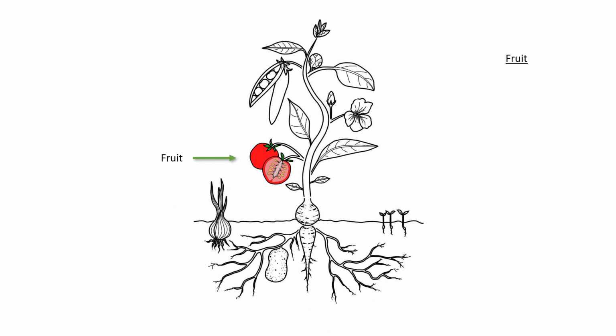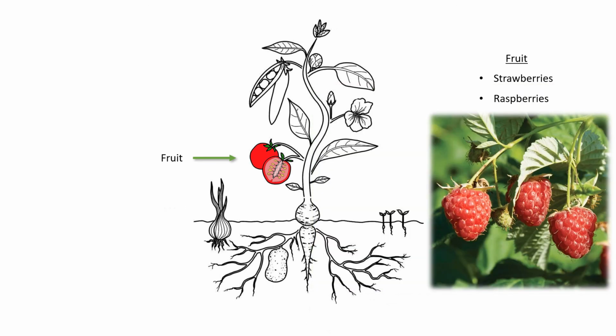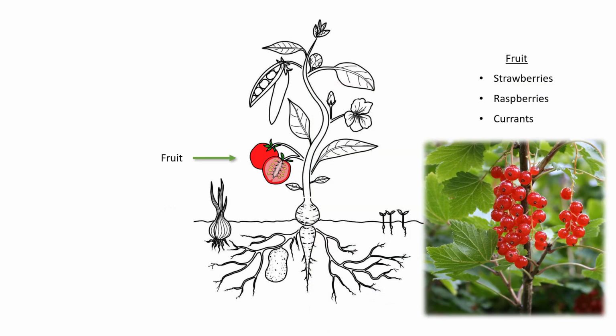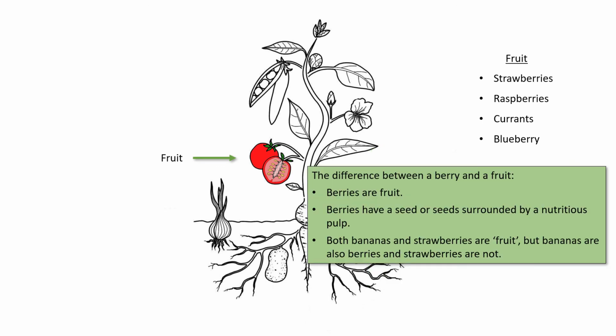Some examples of fruit that you might find on a plant would be strawberries, raspberries, currants, blueberries. So we're using the word berry quite a lot. Let's talk about what a berry is. The difference between berry and a fruit is all berries are fruit. But what makes a berry is that a berry has seed or seeds that are surrounded by a nutritious pulp.